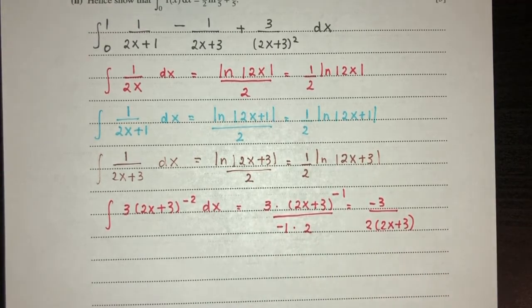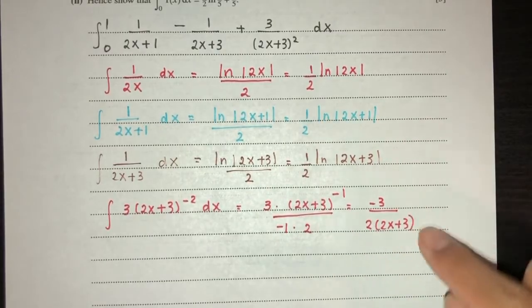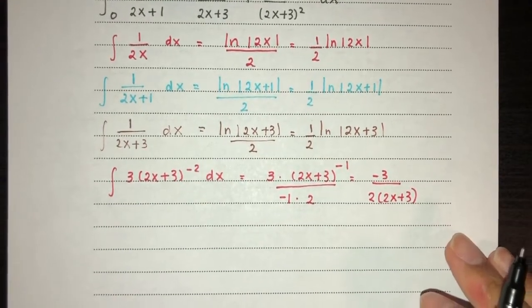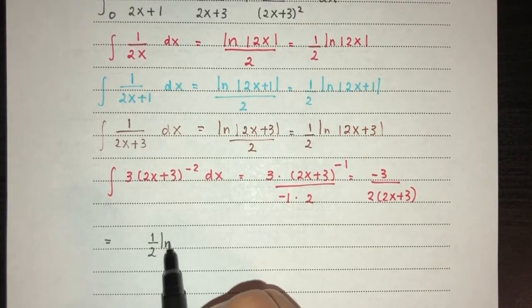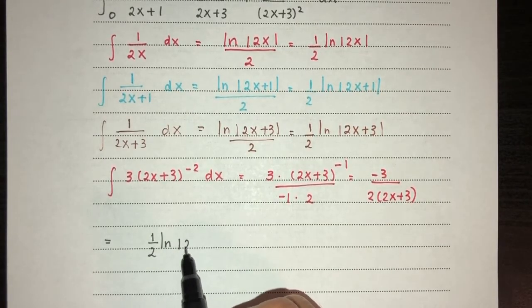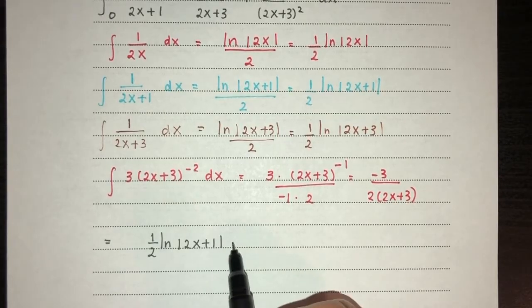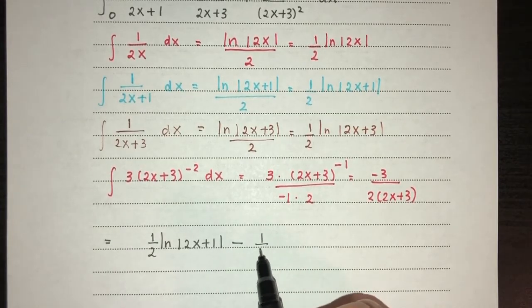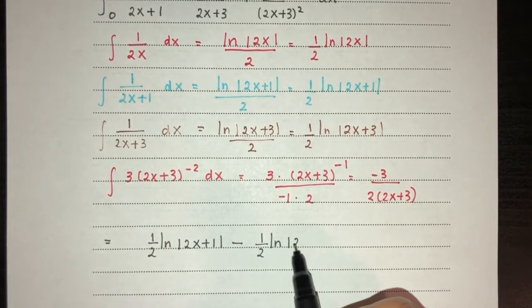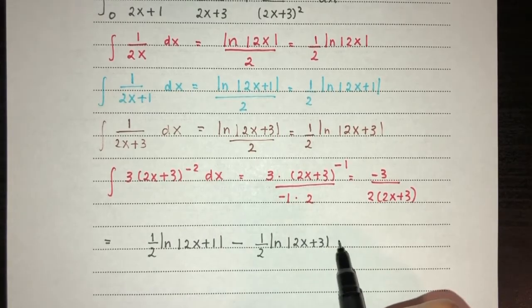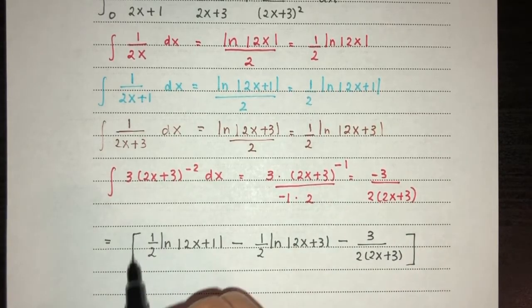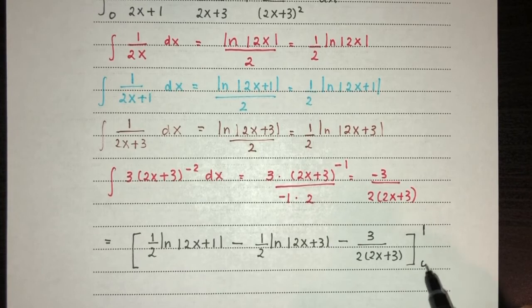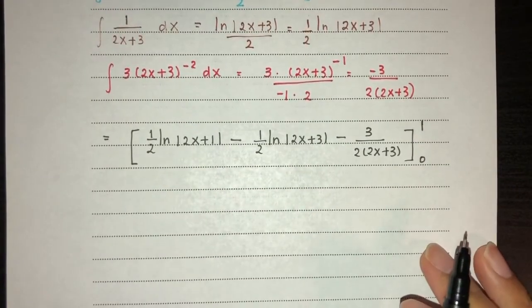So next step is to replace all these answers, these three answers, back in your main integration. That will equal to half ln of 2x plus 1 minus half of ln of 2x plus 3 minus 3 over 2 of 2x plus 3. And of course the limits between 1 and 0. So let's just replace the values one by one and see what happens.